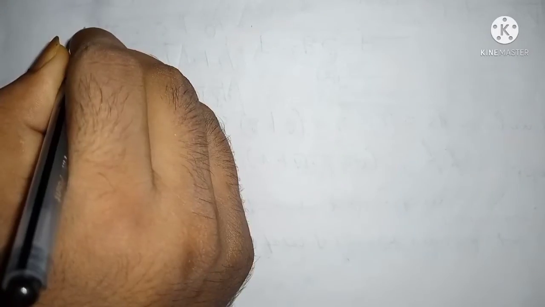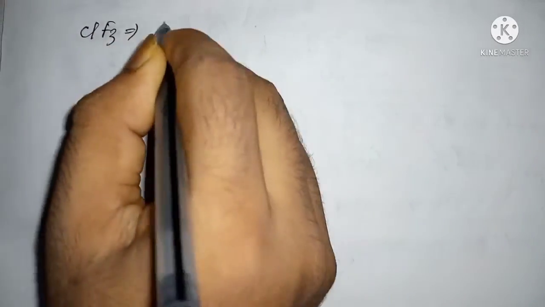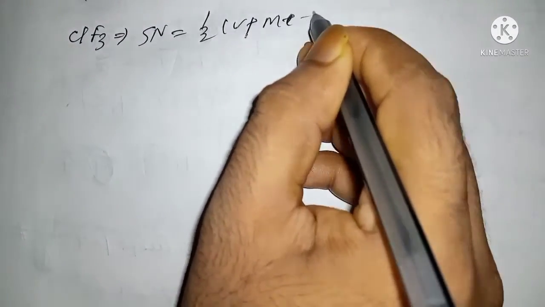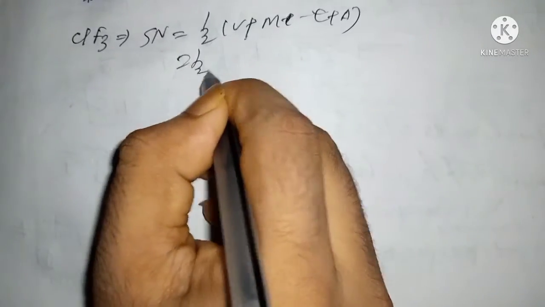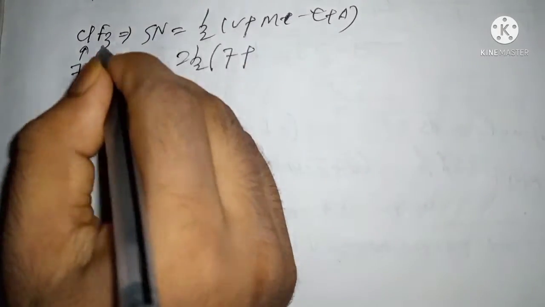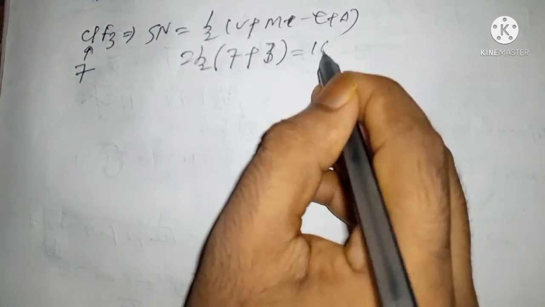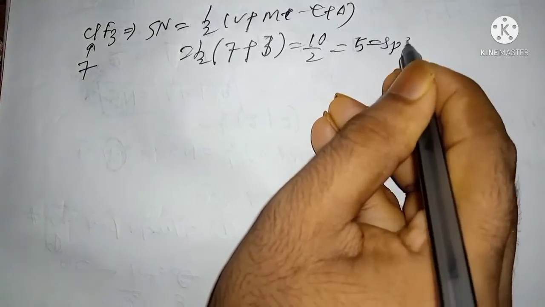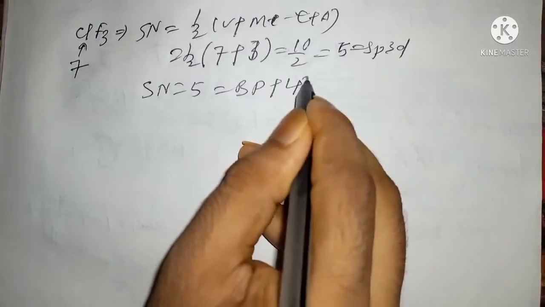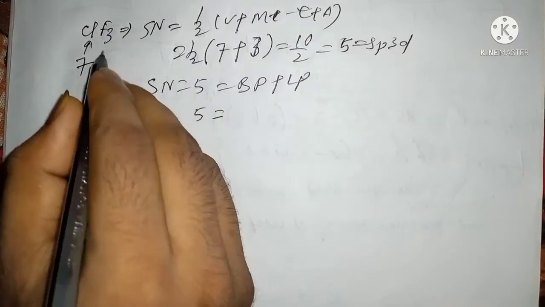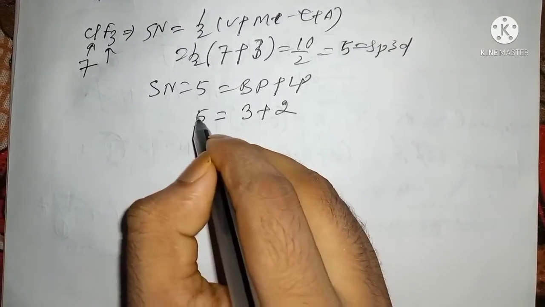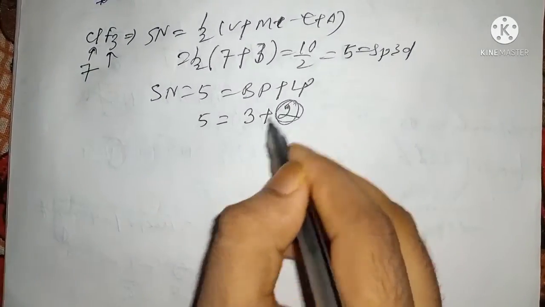Now another example, ClF3. First calculate the steric number. Steric number equals half into V plus M minus C plus A. So half into V, the central atom valence electrons is 7, so 7 plus monovalent, there are 3 monovalent atoms, so 3, equals 10 by 2 equals 5. 5 means sp3d hybridization. So steric number equals 5 equals bond pair plus lone pair. There are 3 side atoms, so 3 bond pairs, and 2 more to form 5, so 3 plus 2 equals 5. So 2 lone pairs are there.